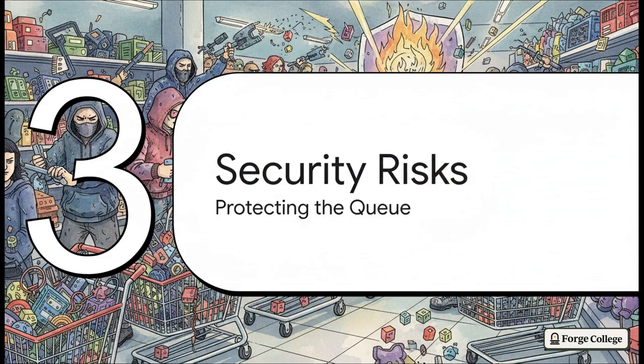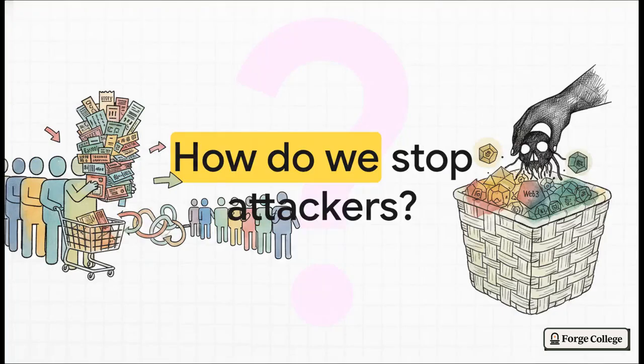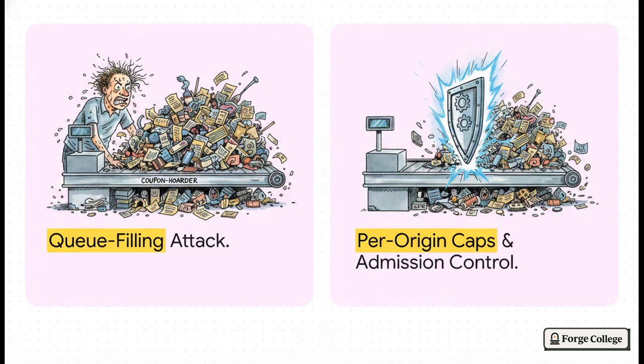Okay, Section 3, security risks. Time to protect the queue. The big question we have to answer now is, how do we actually stop attackers? You've got to plan for the coupon hoarder who is intentionally trying to hold up the line for everyone else, or the malicious shopper trying to slip a poisoned item into the communal wholesale cart just to ruin the whole batch. Let's break down these defenses.